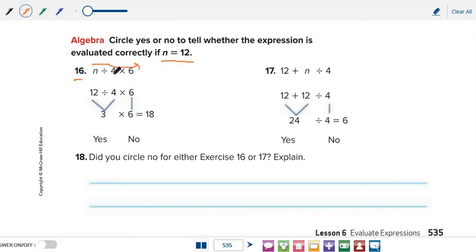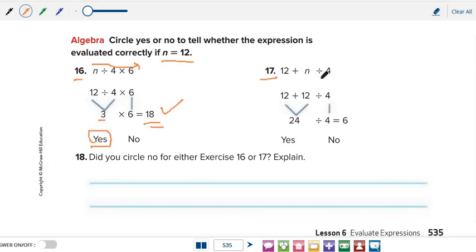So n divided by 4 must be done first. n equals 12. Now 12 divided by 4 equals 3. And now we can multiply. 3 times 6 equals 18. So this expression is evaluated correctly. So yes. Let's see question number 17.